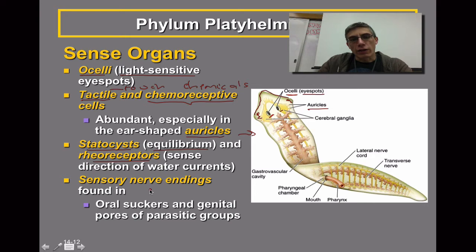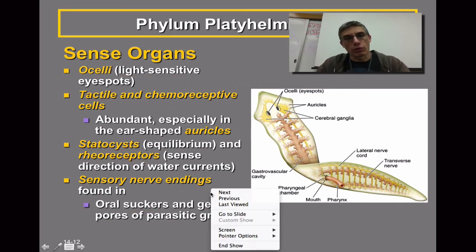Now, if you have a flatworm that is parasitic, they might have some special sensory nerve endings that are going to be found in the oral suckers or even the genital pores of those animals. And so it all depends on the type of flatworm that you're actually looking at, and that will determine what type of sense organs that you're going to find in that animal.